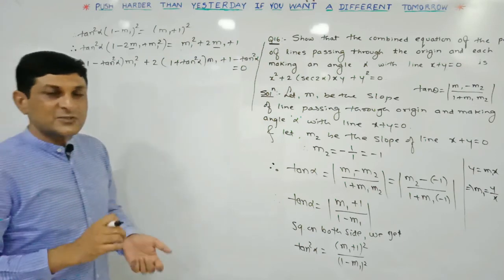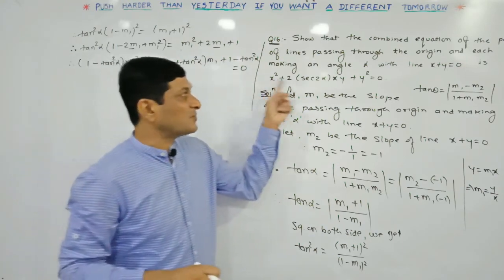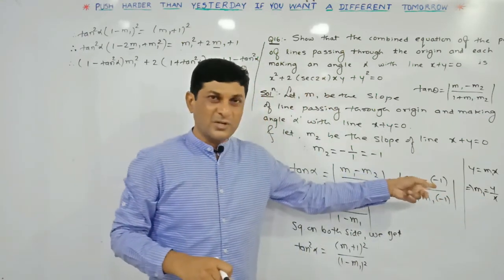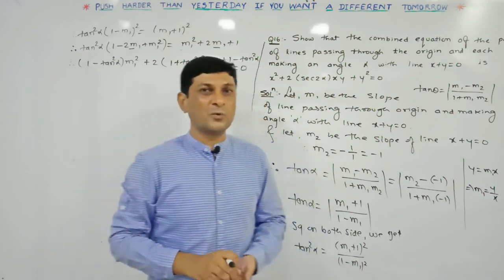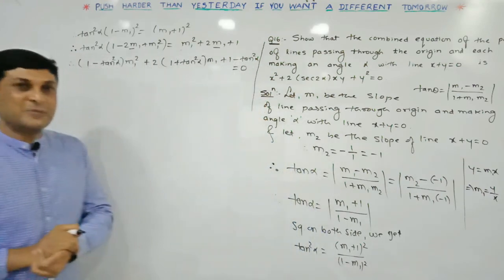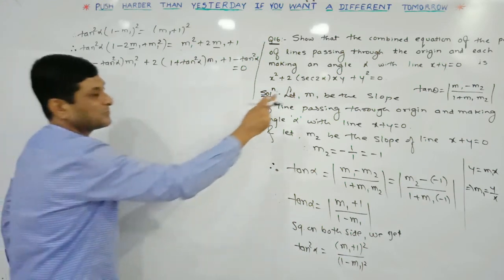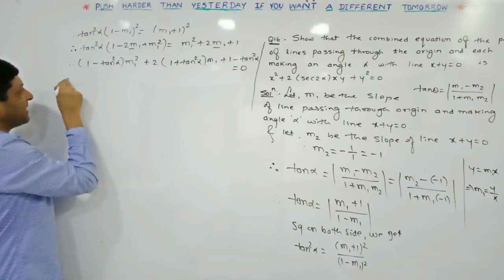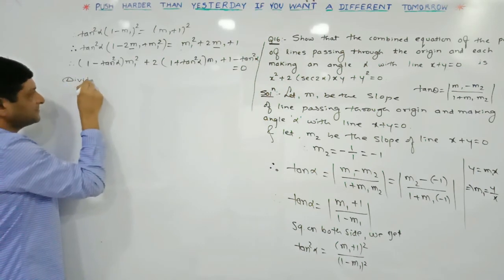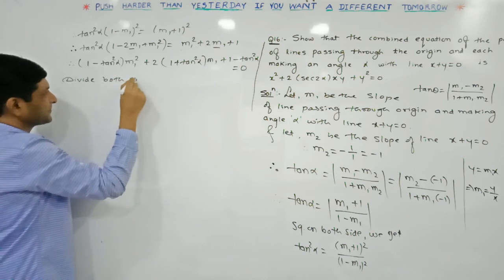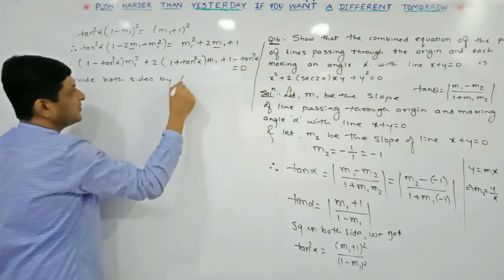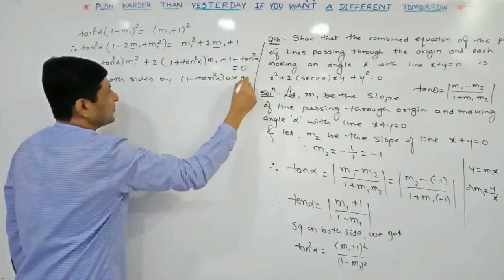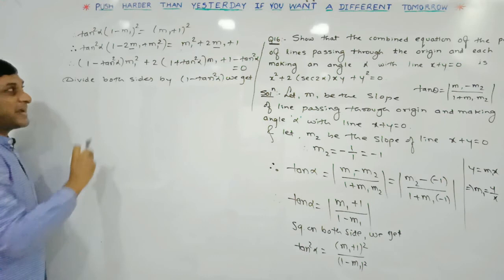And to convert this auxiliary equation in terms of x and y, we have to use this value of m1, because m1 is the slope of the line passing through the origin. That's why we can say that m1 will be equal to y by x. Okay, but before that, let us simplify it so that we will get such a term: sec 2 alpha. So I am dividing both sides by 1 minus tan square alpha. Let us see what we will get if we divide both sides by 1 minus tan square alpha.